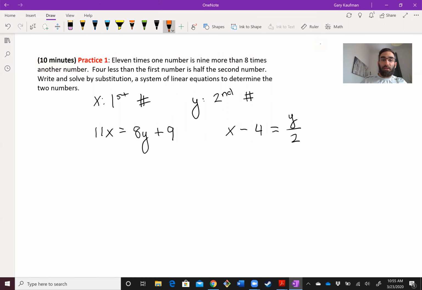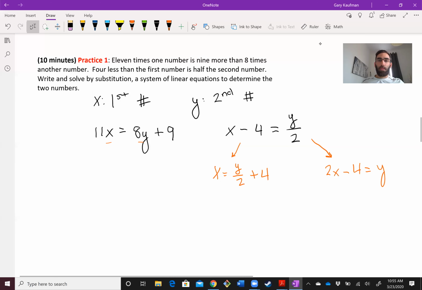Now, when we do it, solving for x or y isn't going to be great because we're going to have to divide by 11 or divide by 8 to get to just y. So I'm going to use the second equation, and you could do this 2 different ways. I can either solve this one for x and get x equals y over 2 plus 4 by bringing the 4 to the other side, or I can actually multiply this whole equation by 2 and get 2x minus 4 equals y. So now I'm going to give you a moment to solve the system.